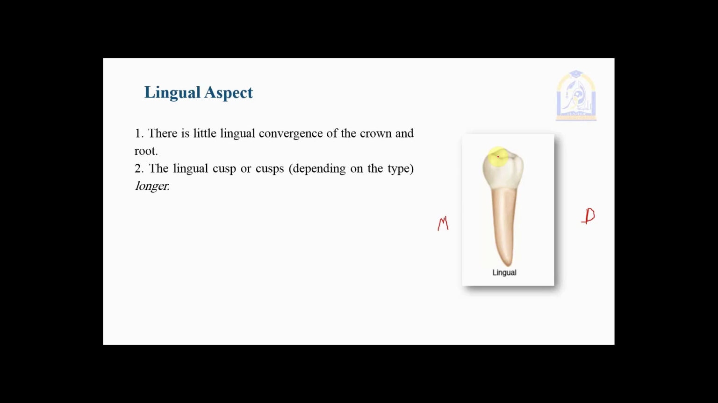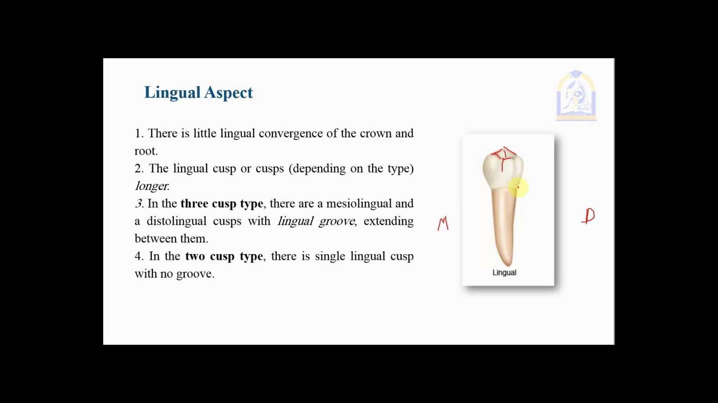Also, the lingual cusps or lingual lobes are more developed. They are longer. The lingual cusps are longer, therefore less of the occlusal surface can be seen. So this is a main difference between the mandibular second and first, in that less of the mesial, distal, and occlusal surfaces can be seen from the lingual aspect.